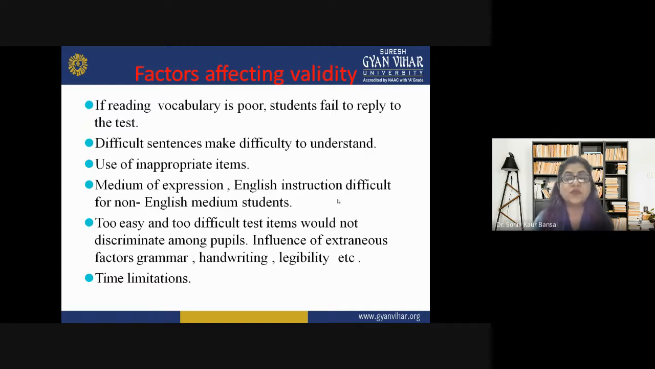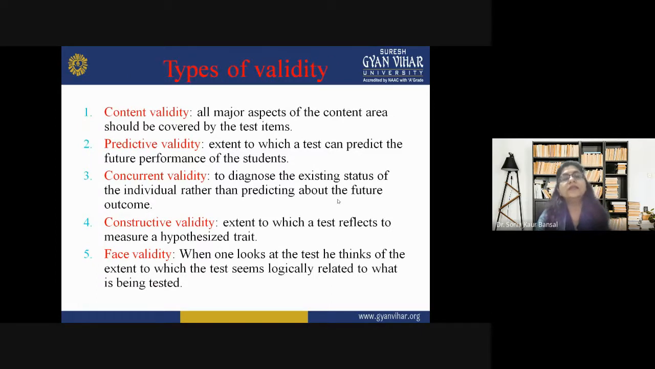So validity is very important. If your test is not valid, your scores will not be considered valid and your results might be affected. All right. Now let's understand, students, about the types of validity. There are many types of validity, so we are going to understand them one by one.